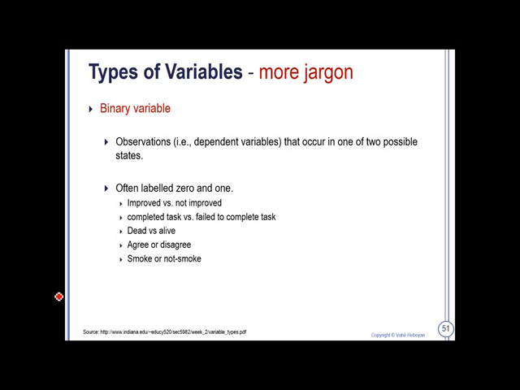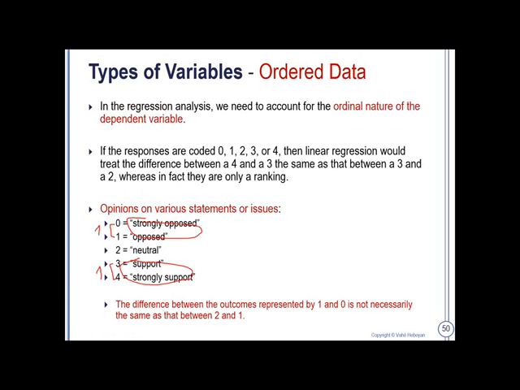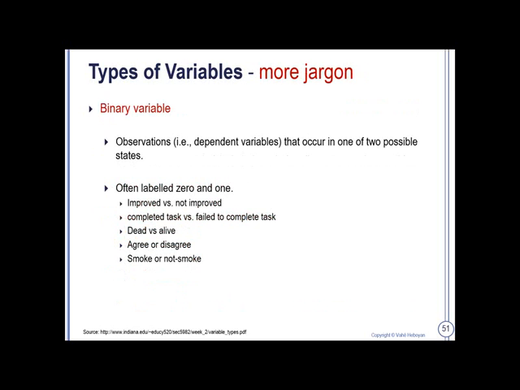Some jargon that we'll be using. The first one is a binary variable. A binary variable is a special case of a categorical variable in the sense that it's just binary. It takes on 2 categories. Like previously, we saw that, for example, these opinions on a statement take on 5 different categories. Well, binary variables are the ones that only have 2 potential values.